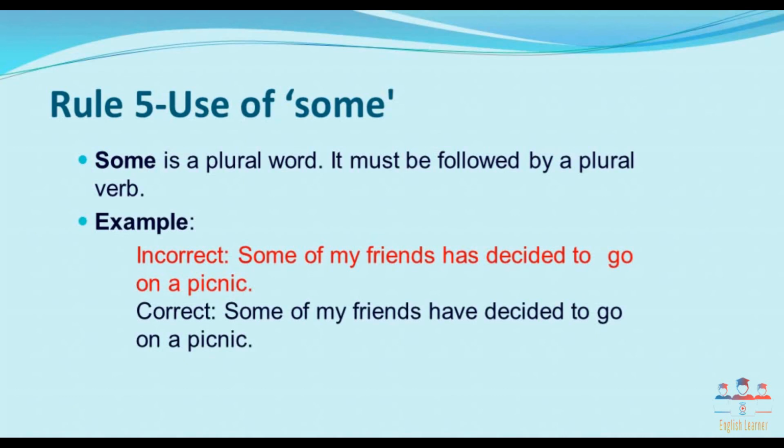Now the error here is with the verb. "Some" is used here as a plural word, so we should go with a plural verb. So it will be correctly said as "Some of my friends have decided to go on a picnic." Instead of "has", we are going to use "have" to make it correct.